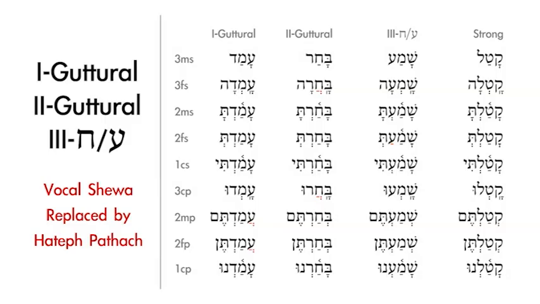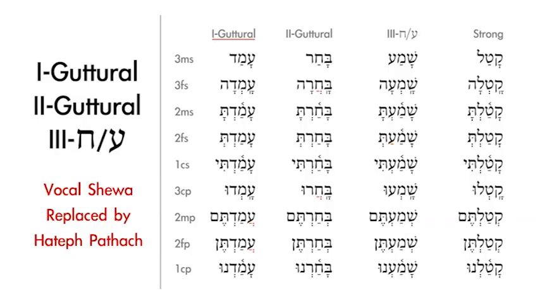Let's begin with one guttural, two guttural, and third chet ayin weak verbs. In these weak verb classes, we're going to see the expected vocal schwa replaced by hatef patach. Now you understand that one of the three characteristics of a guttural consonant is that it will not appear with a vocal schwa, but it will take the hatef vowels, usually hatef patach.